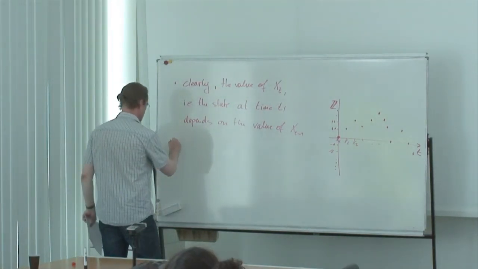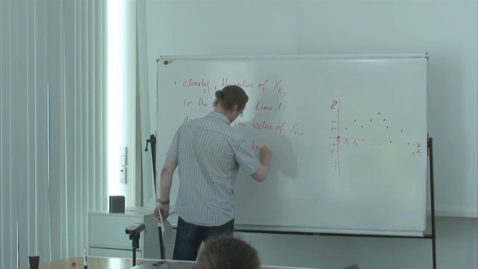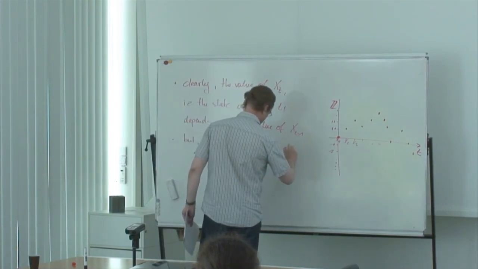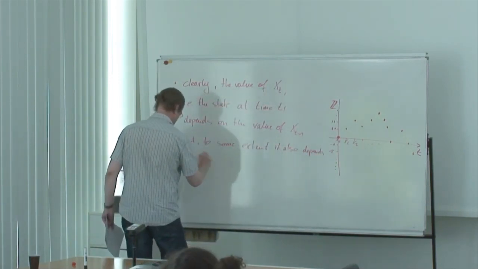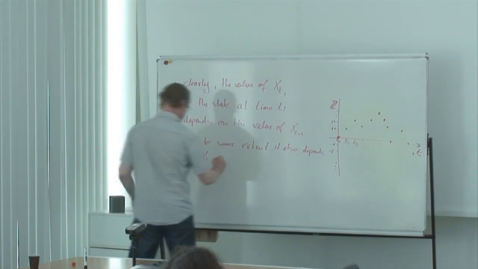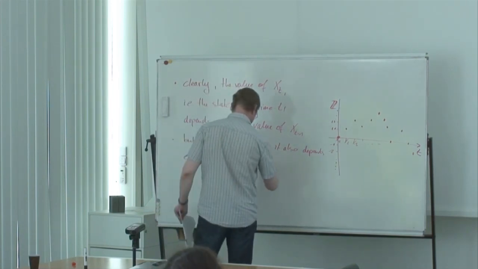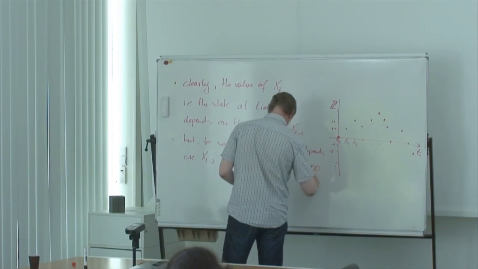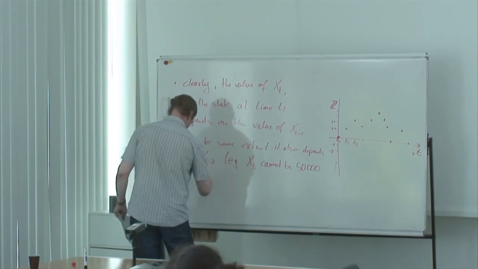But that's not all. To some extent, it also depends on, say, xt minus 2. And by that I mean that, for instance, this variable x3 cannot be 50,000 if we started this process with, I don't know, x1 equals 0.